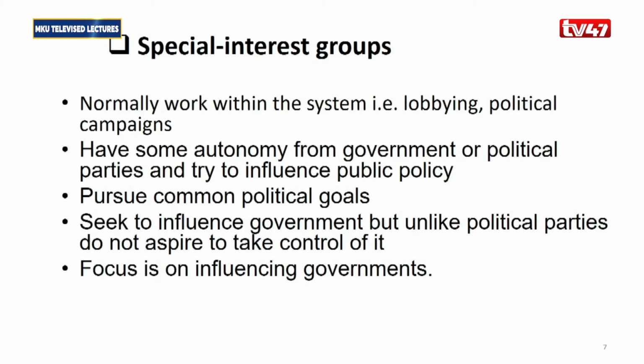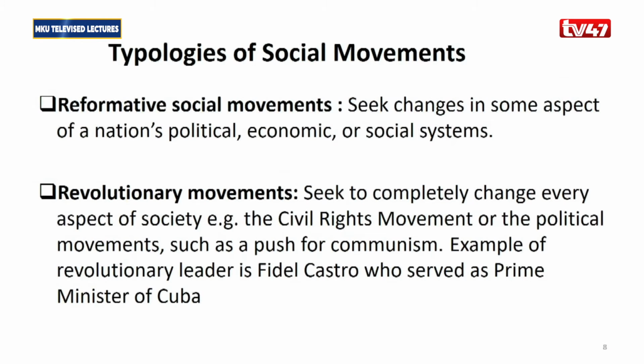Another critical characteristic of special interest groups is that they focus on influencing government. And as we've said, in focusing on influencing government, they use existing political arrangements to achieve that specific objective. Now, having looked at the difference between special interest groups and social movements, let's move ahead and look at the typologies, or the types, of social movements.